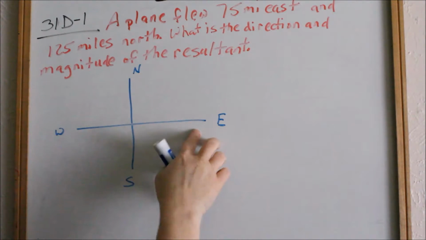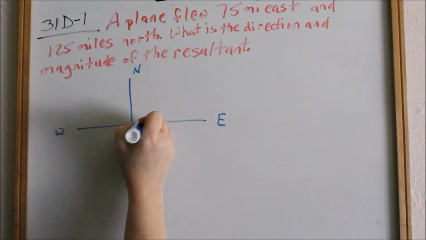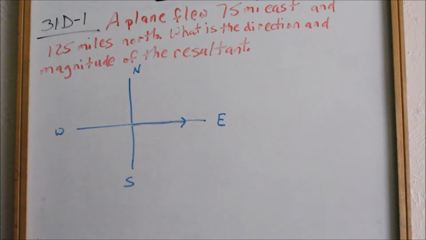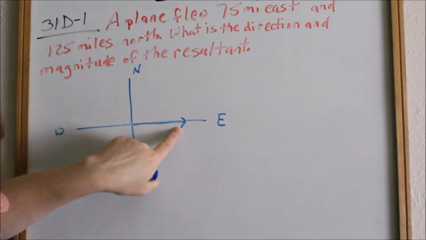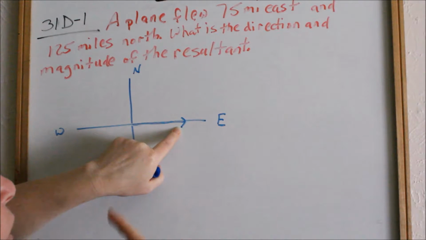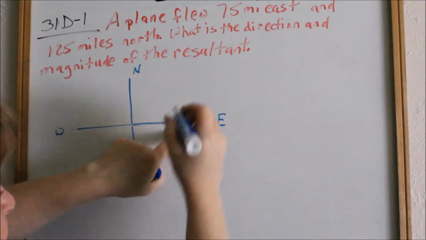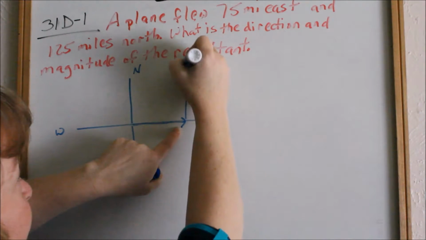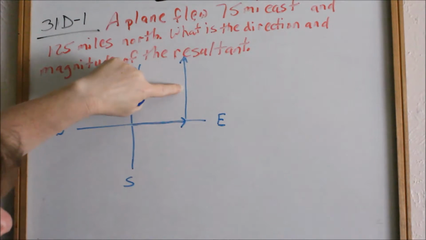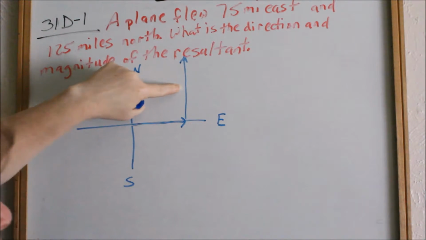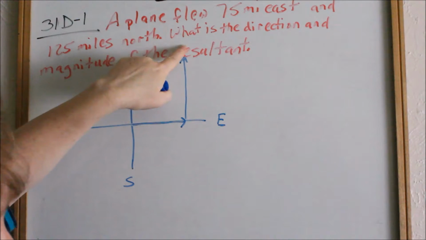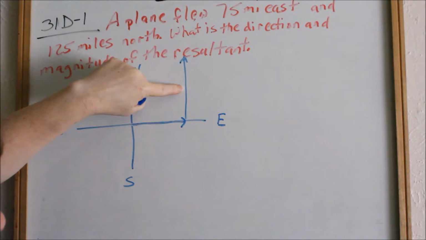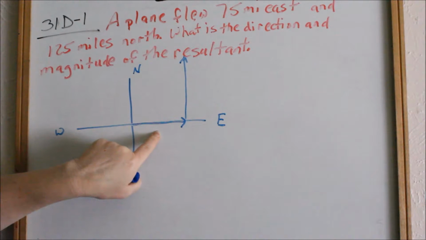If this was like an XY graph, I'm just going to estimate 75 miles east, and then it turned and went 125 miles north. Well, if this represents 75, then I have to draw a longer line to represent 125. So this line up here needs to be longer. It's like on a graph, if I went 75 over and then 125 up, the 125 line should be longer than the 75 line.